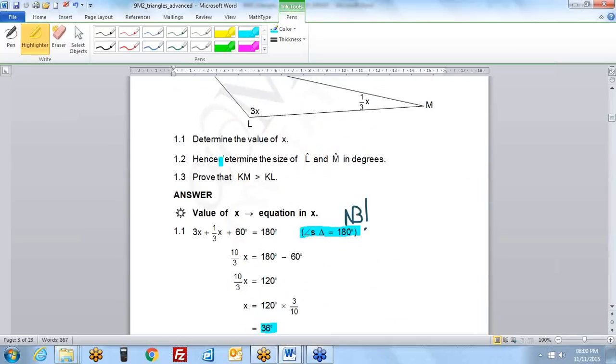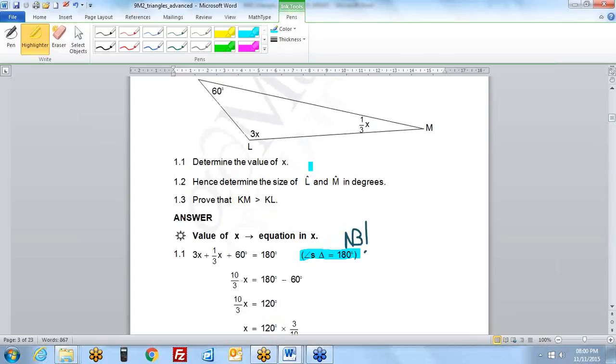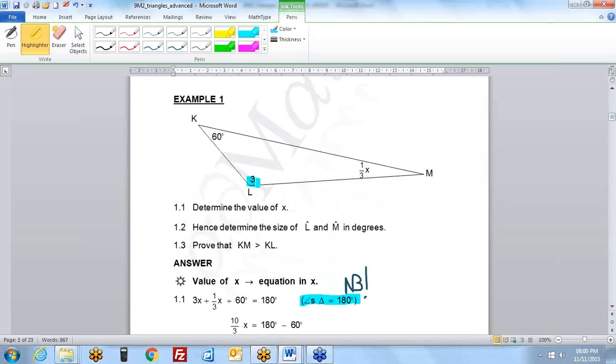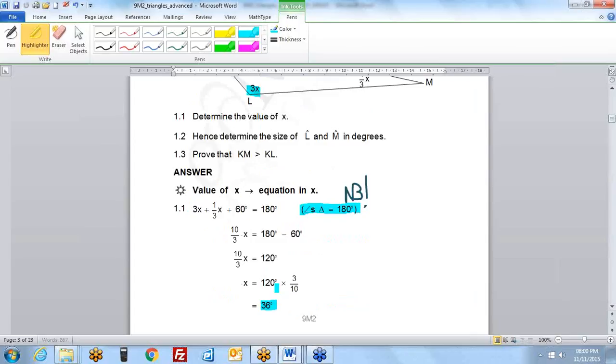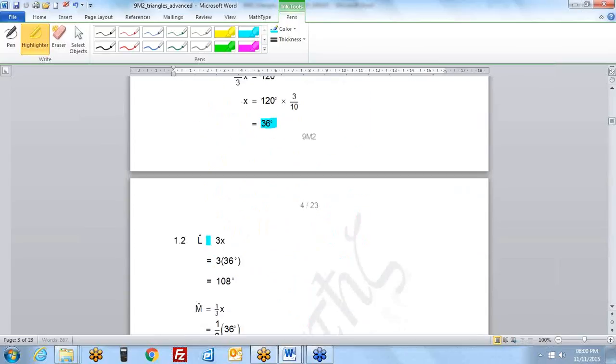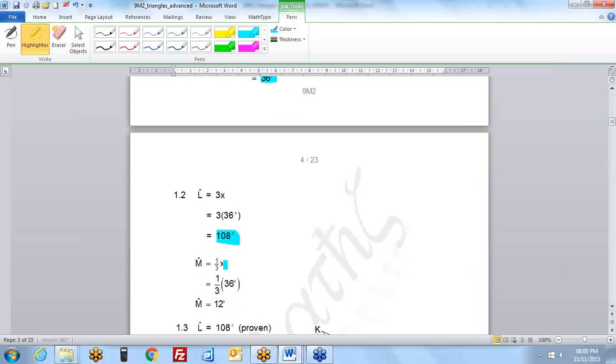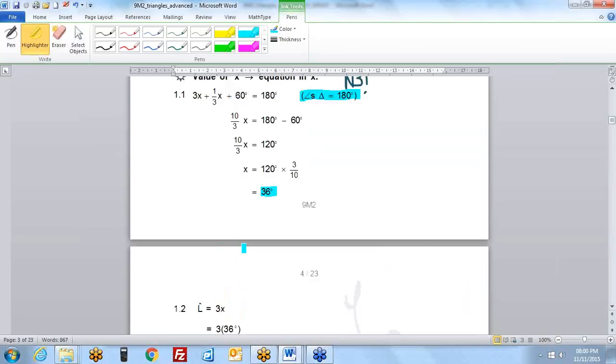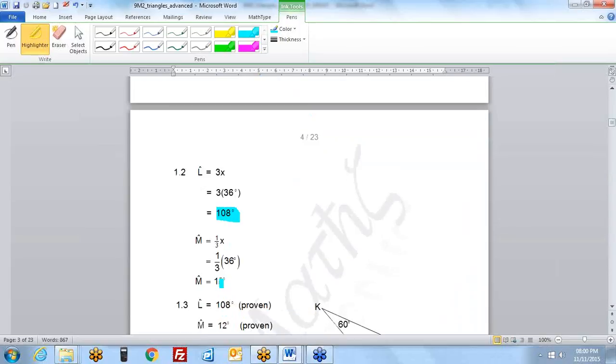And then question 1.2, hence determine the size of angle L and angle M in degrees. So angle L is 3x, so you're going to take 36 times 3. This is how you would write it: angle L equals 3x. Substitute x for 36 and you get 108 degrees. Then you do angle M, which was 1/3 x. You substitute the x for 36 because that's the value for x, and you get 12 degrees. So angle M equals 12 degrees.